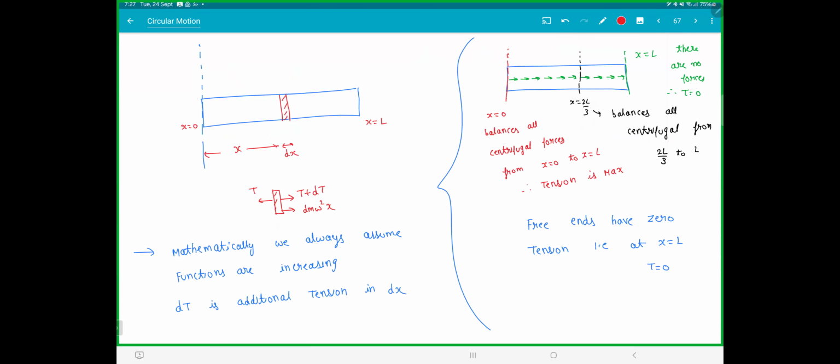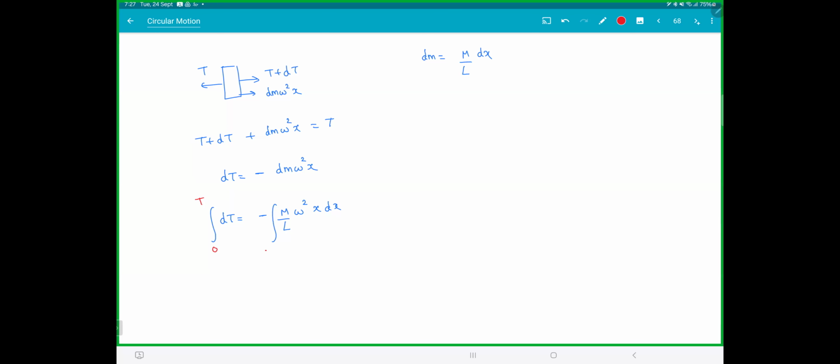Where is the tension 0? Tension is 0 at x equal to L. So be careful, don't put 0 to T and 0 to x. The meaning of limits is, when you say T is 0, where is T 0? T is 0 and x is L. This T is the tension at x. This is the mistake some of you did. You took 0 to T and 0 to x. The limits are L to x. Tension is 0 at that.